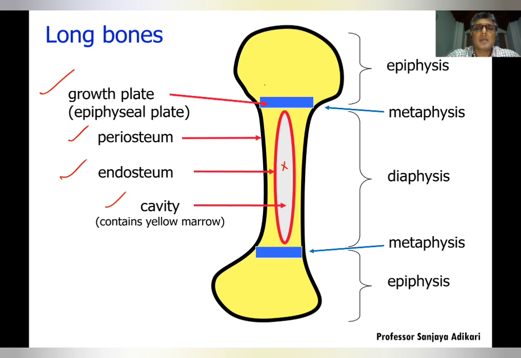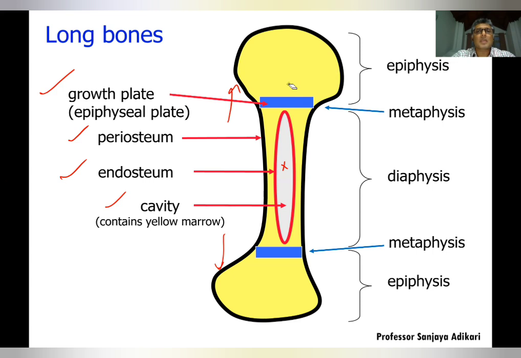So what happens is the cartilage grows in that direction. New cartilage is deposited by chondroblasts from that side, and from this side the cartilage is replaced by bone tissue. There's calcification, death of cartilage, and replacement with bone. So the bone can grow in both directions.